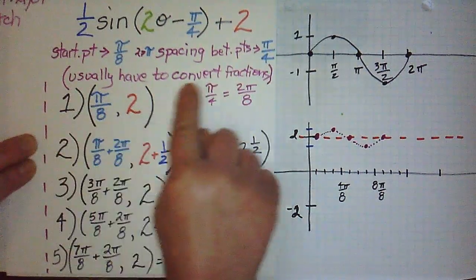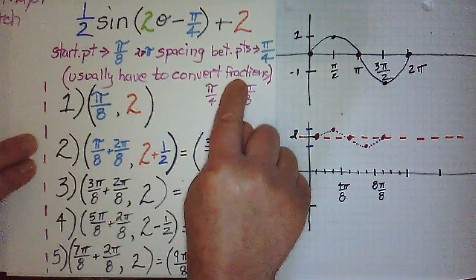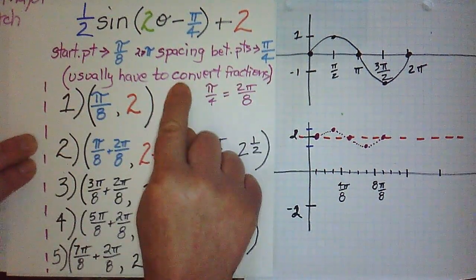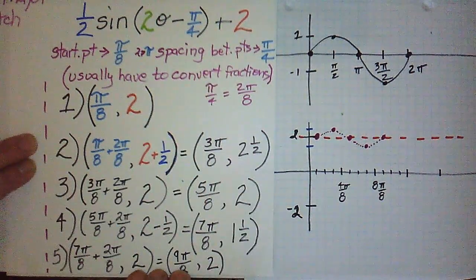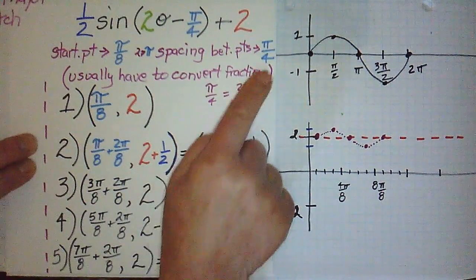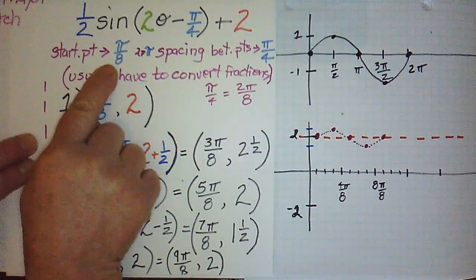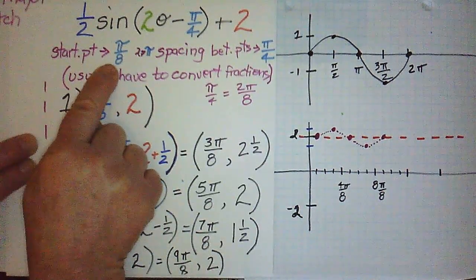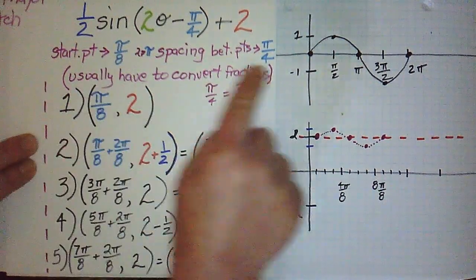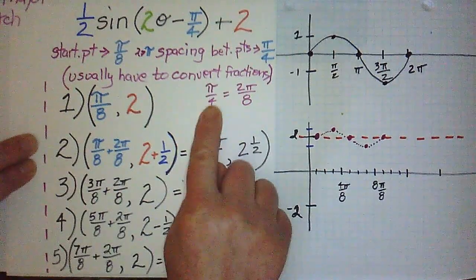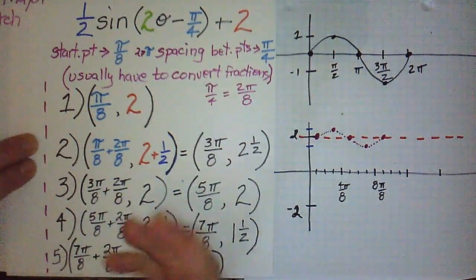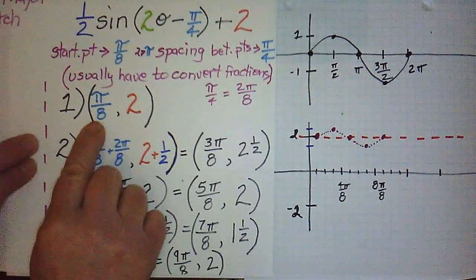So I also want to tell you guys right now that you usually have to convert fractions when you do this by hand. Just get used to the idea that because I'm starting at pi eighths, I want to keep everything in eighths. So pi fourths equals 2 pi eighths. So let's begin.